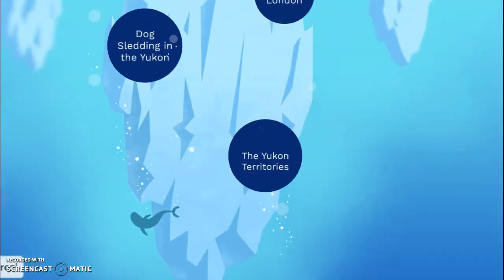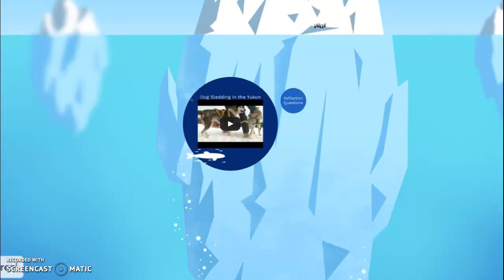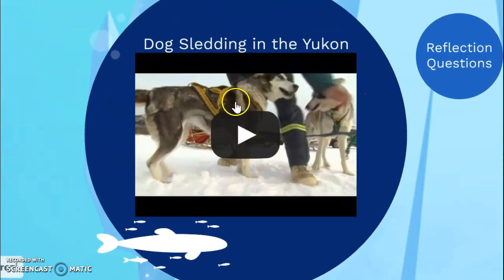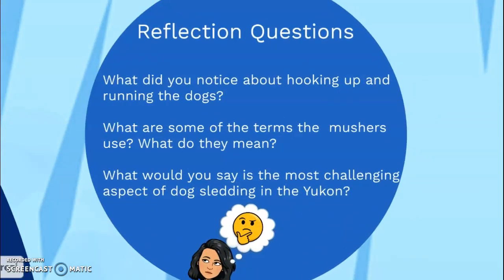Okay, subsection 2, dog sledding in the Yukon. I had you guys actually watch this video and take a few notes on dog sledding and what that means. I'm not going to play the video within this video. Just watch it on your own and make sure you are following along. Okay, take a few notes on it. What are some of the directions they give?